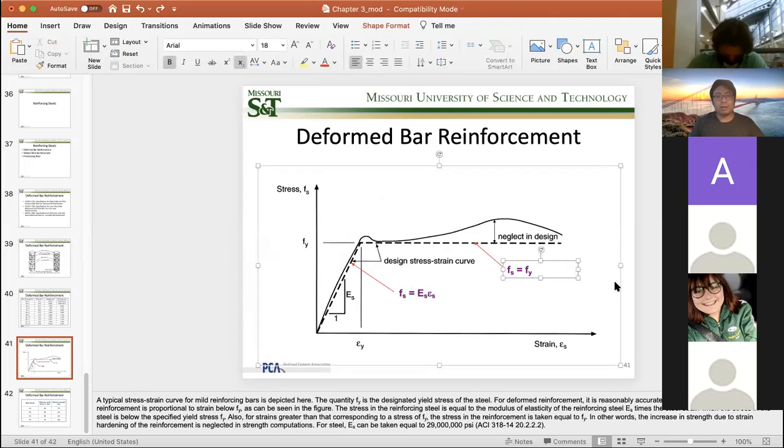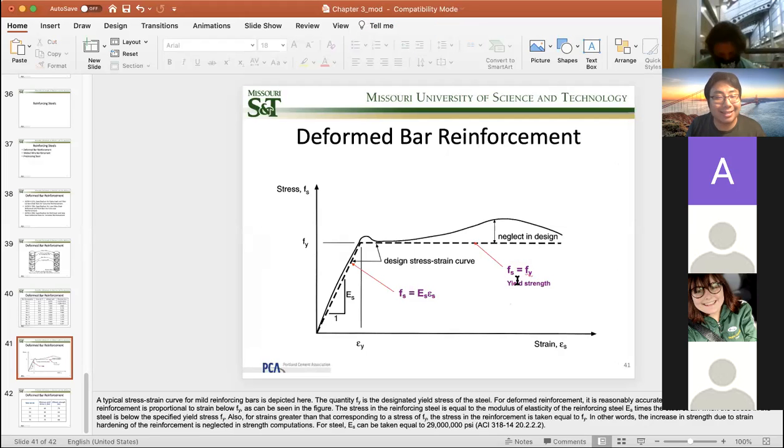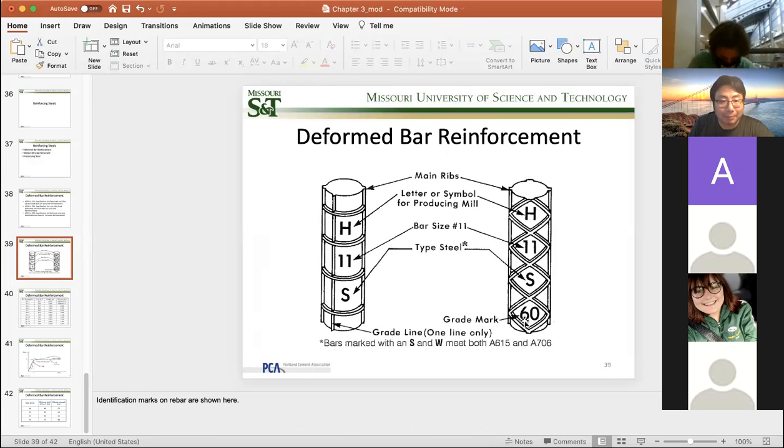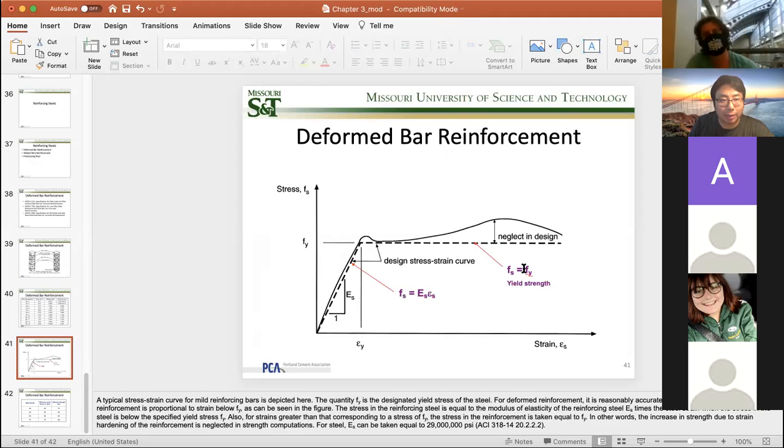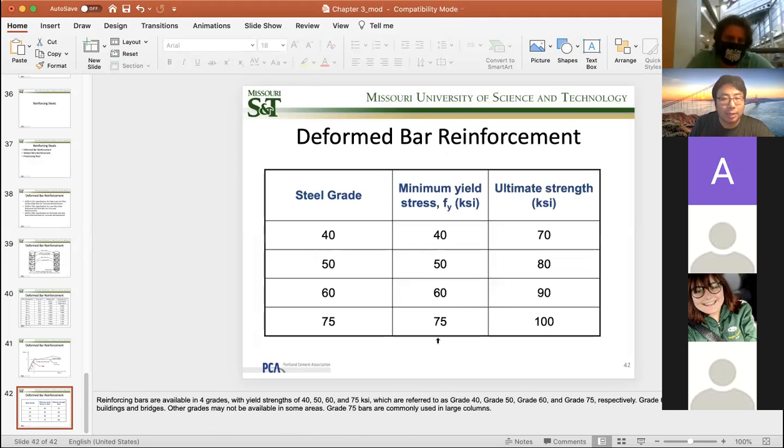Fy is called the yield strength of the rebar, and this is our design strength. The grade we just talked about here, 60, is actually the yield strength of the bar.